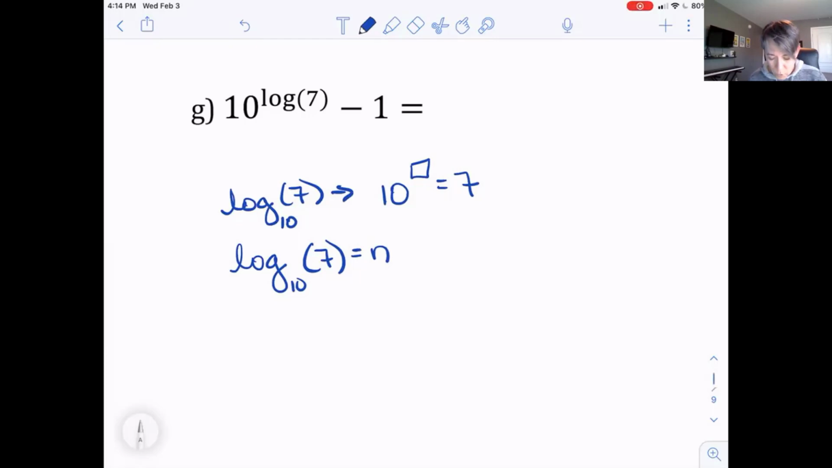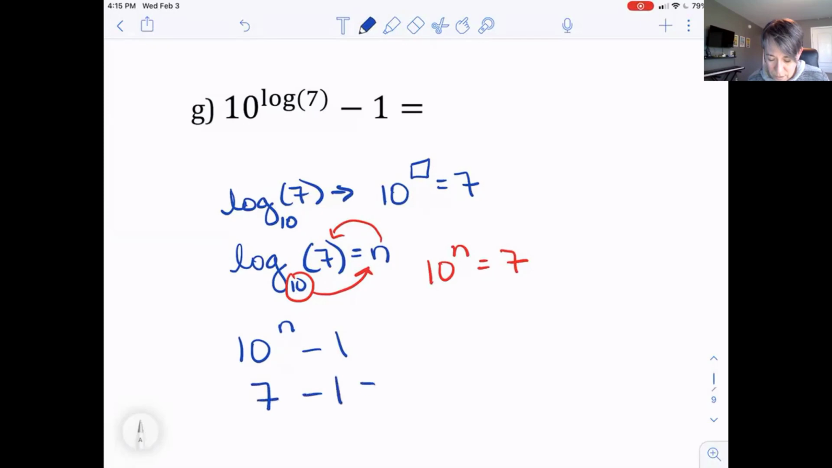Well, guess what? We are taking 10 to that exponent. We can substitute it in for that exponent minus 1. Well, remember what that logarithm means. 10 to the power of n equals 7. So we can use substitution. So that equals 7 minus 1, which gives us 6. So if you have a base of 10, let's say, or any base, taken to a logarithm of the same base, it's going to equal your argument.